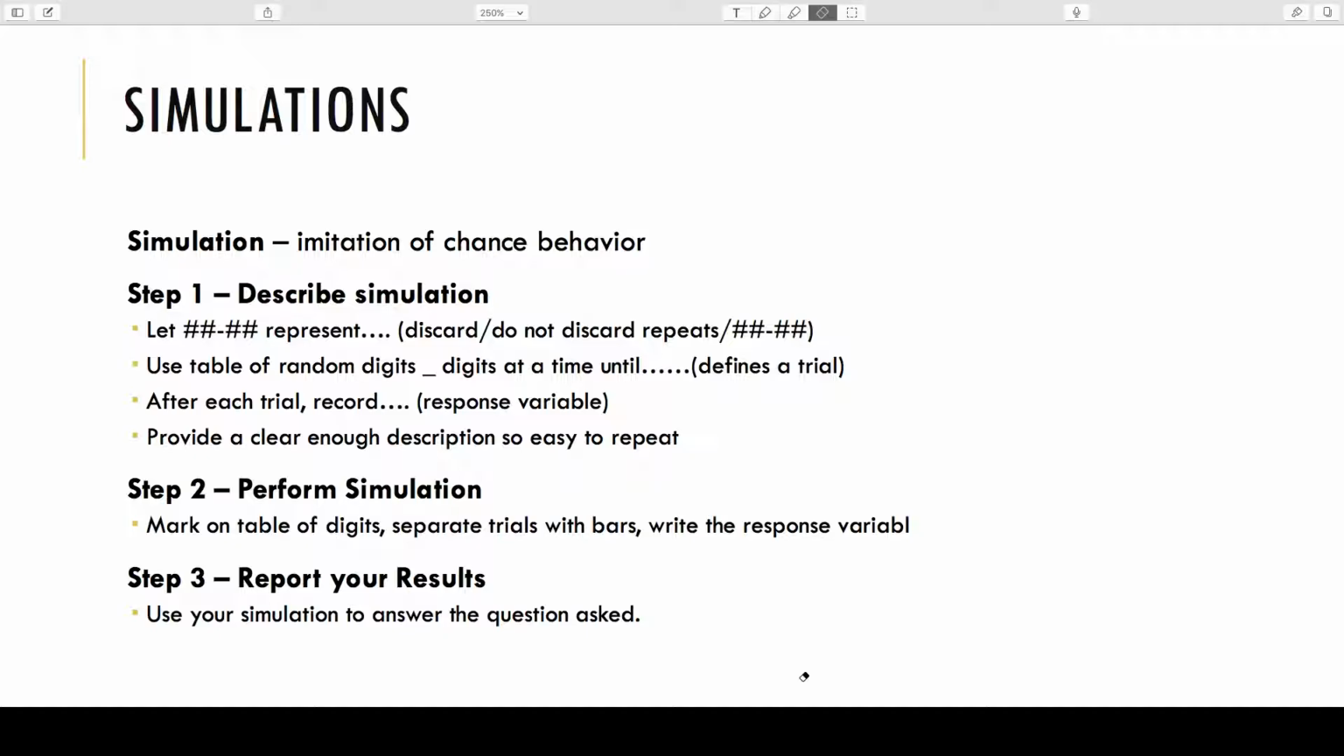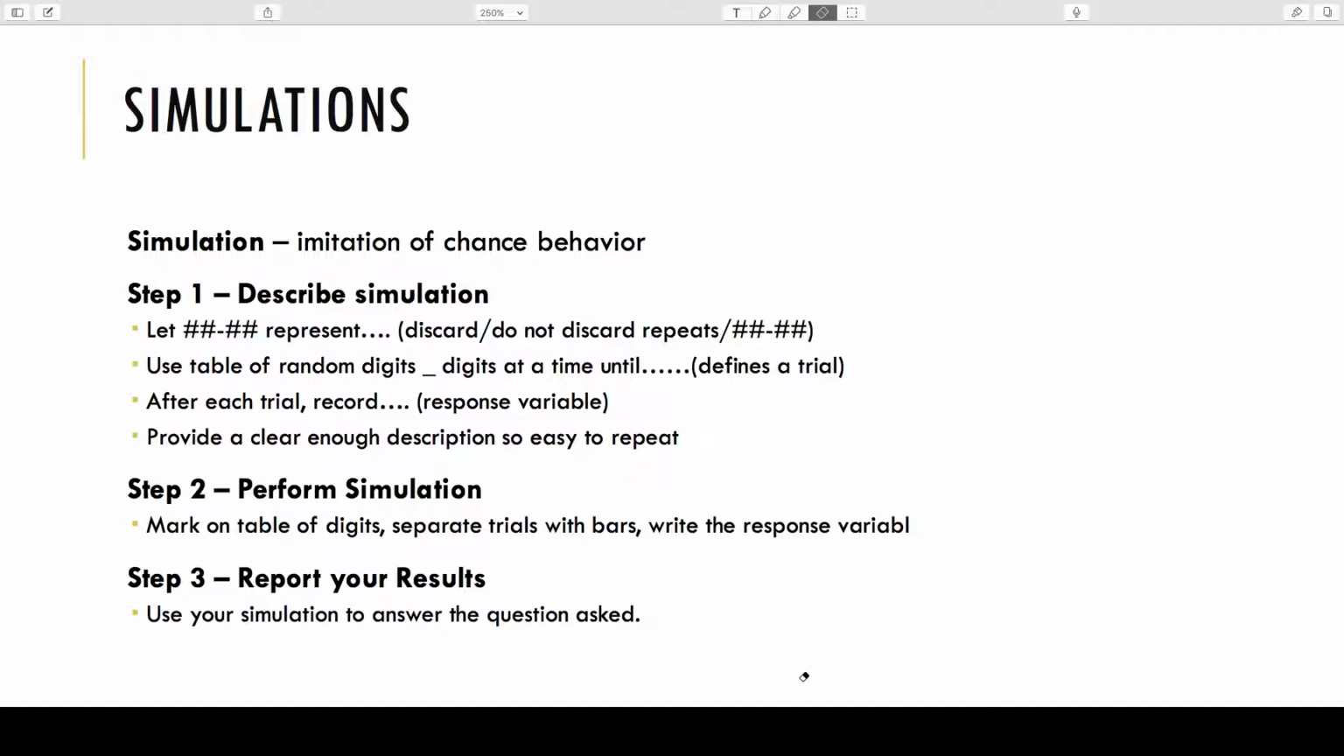Now, do y'all remember when we actually had to perform the simulation? They gave us a little sample of a table of random digits and we had to mark on it. Feel free to mark on it. Remember, at the end of a trial, we draw a little bar, and above that bar, we write the response variable. What do we figure out at the end of this trial? And you write it there.